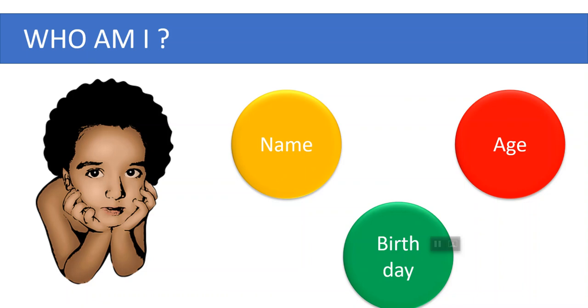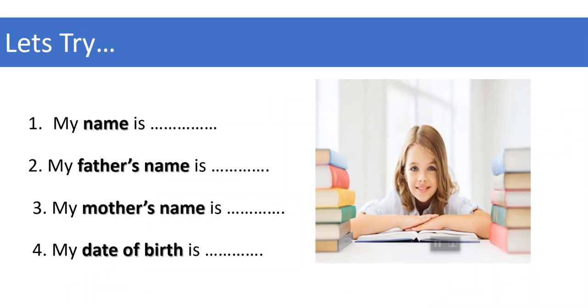Let's try and answer some about a girl. So the first question says, my name is Tina. Suppose we give the name Tina to this girl. Now the second question says, my father's name is Ajay. Next one, my mother's name is Sonia. My date of birth is 13th December 2013.